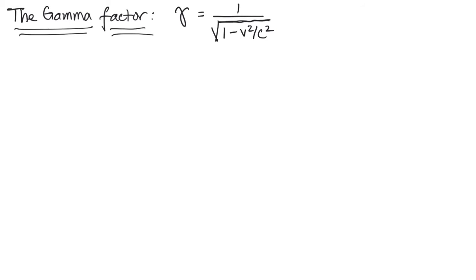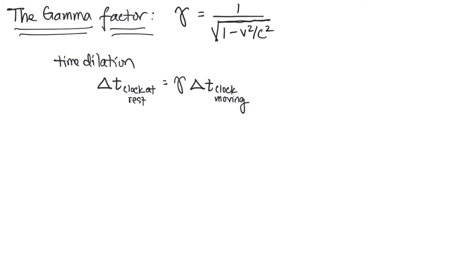As you remember, we've seen the gamma factor already in time dilation. If you recall time dilation, we had the following: the time elapsed on a clock at rest is a factor of gamma larger than the time ticked off on a moving clock. So that's where the gamma comes from.